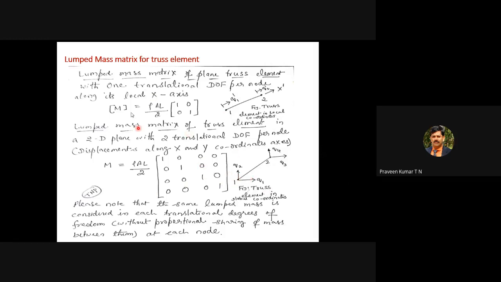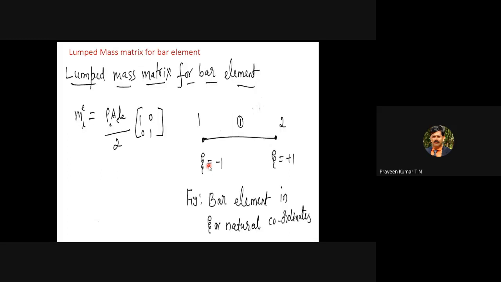Again, you have to remember two formulas. One is local coordinate, because there are only 2 degrees of freedom, q1 dash and q2 dash. Hence, the order of the matrix is 2 by 2. When you come to the global coordinate system, the truss has 4 degrees of freedom. Hence, the order of the mass matrix is 4 by 4.